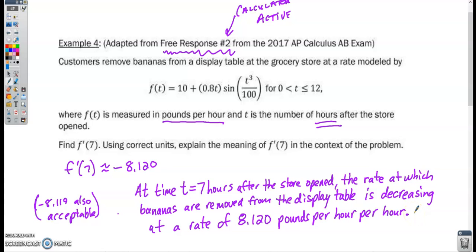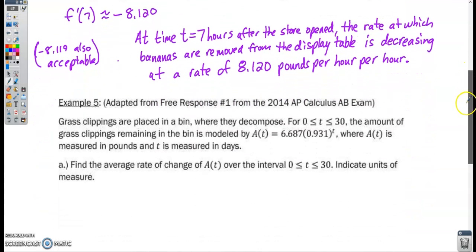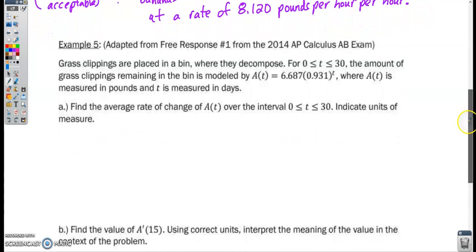And there's my meaning of f prime of 7 in the context of this problem. Okay, let's move on. One more example here. Example 5, which is adapted from free response number 1 from the 2014 AP Calculus AB exam.